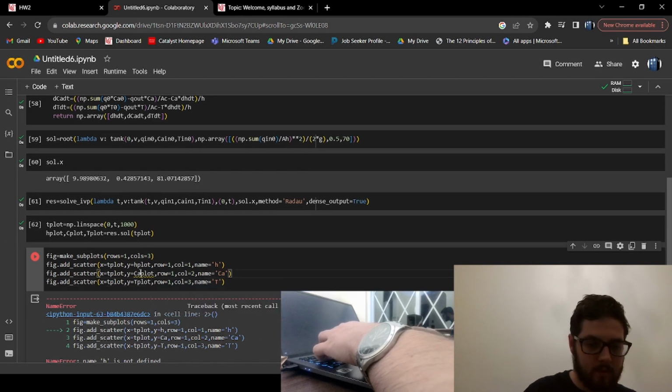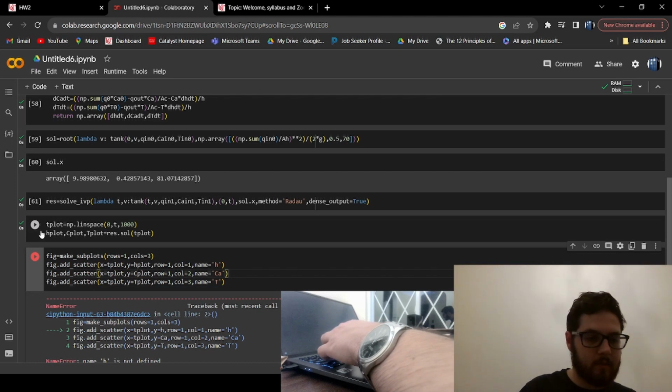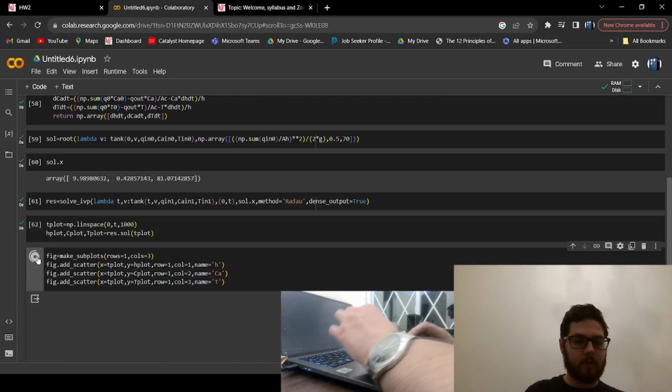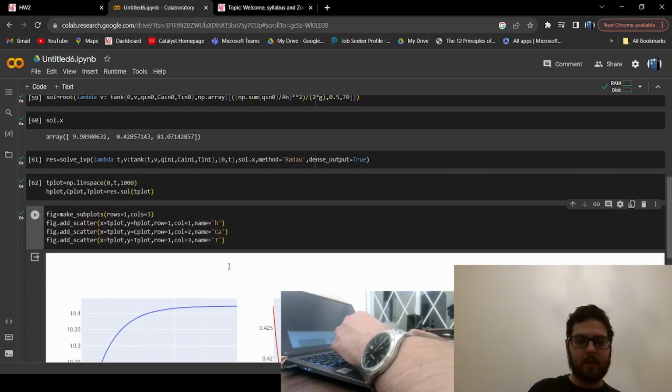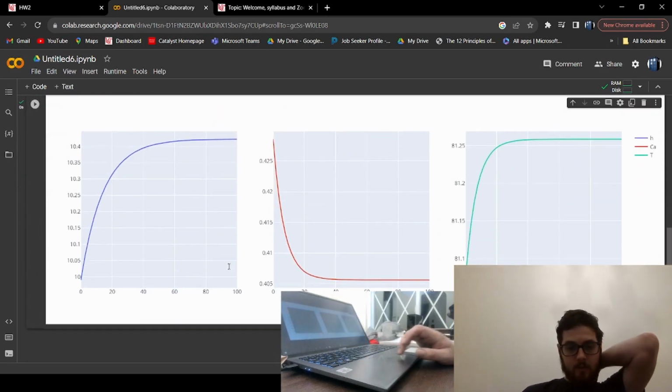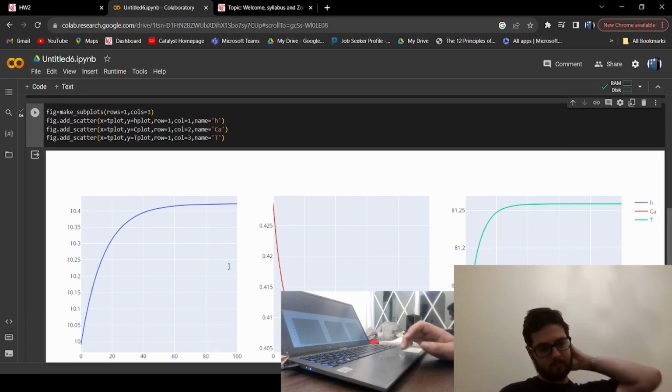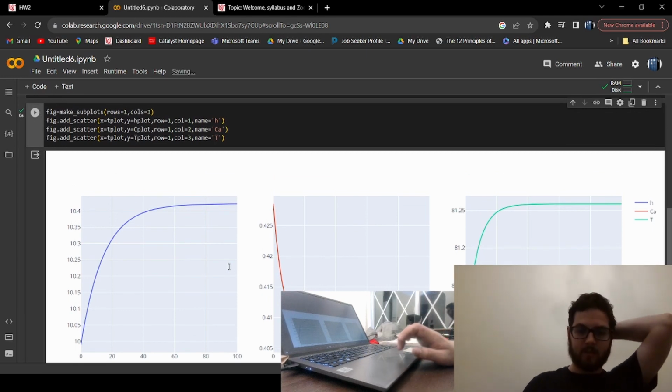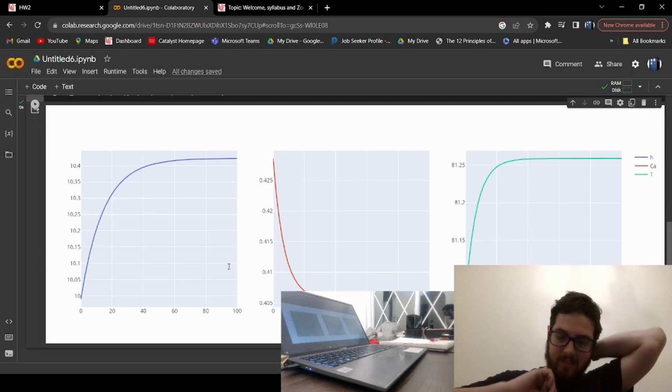Oh, you're not called CA plot, you're just C plot. Alright. Now we try. Yay! It's exactly what I wanted. And it looks right. And that's from the initial steady state to the new steady state.